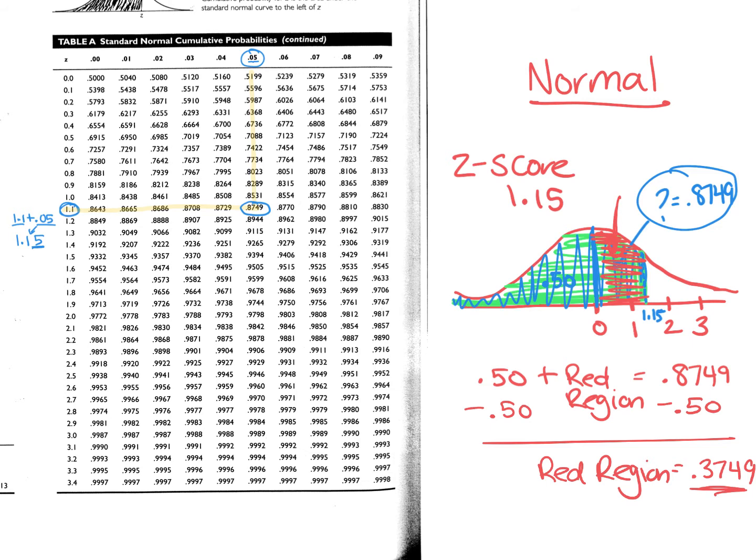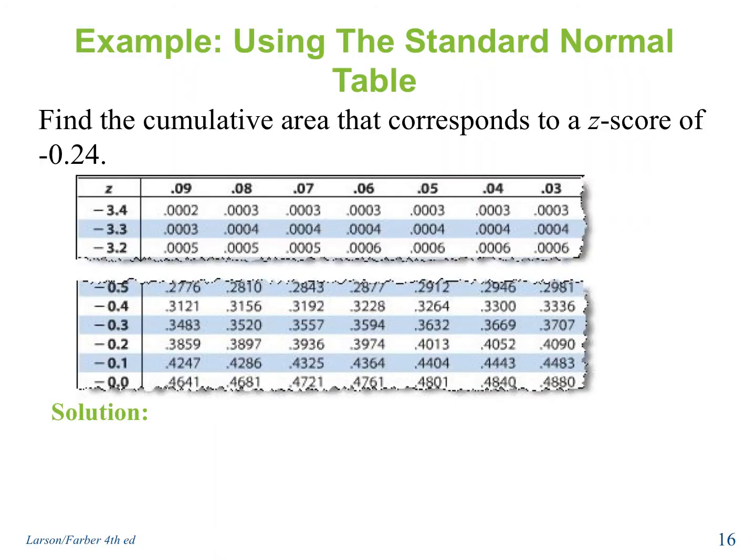So I just added that little piece on here: we found the area to the left of the z-score using the table, and then I just extended the question a little bit to see if we could figure out what the area was from 0 to 1.15. Okay, we are going to do the same thing. We're just learning how to use this standard normal table. We want to find the cumulative area, the total area that corresponds to a z-score of negative 0.24. So when we talk about cumulative area, we're talking about the area to the left of negative 0.24.